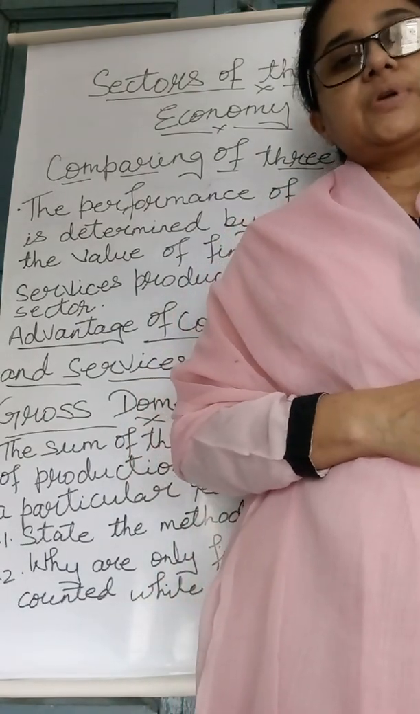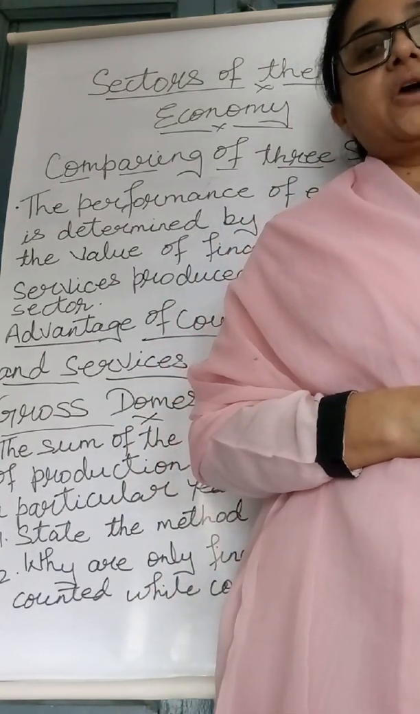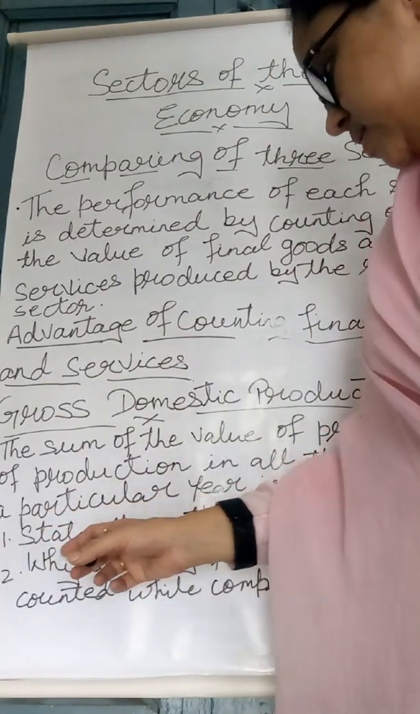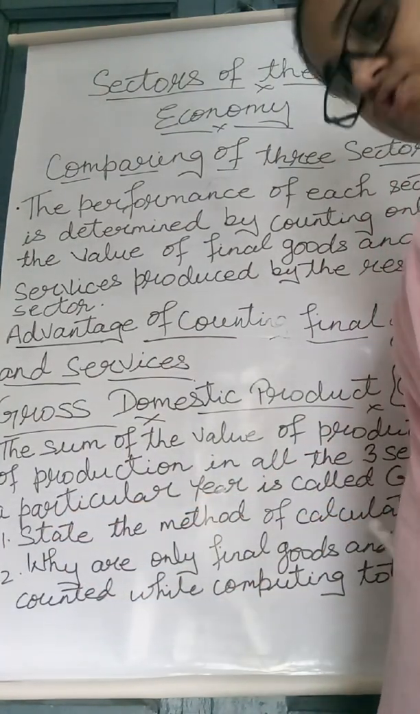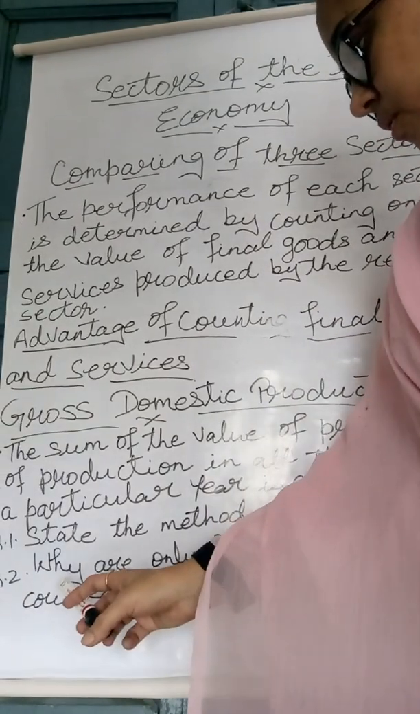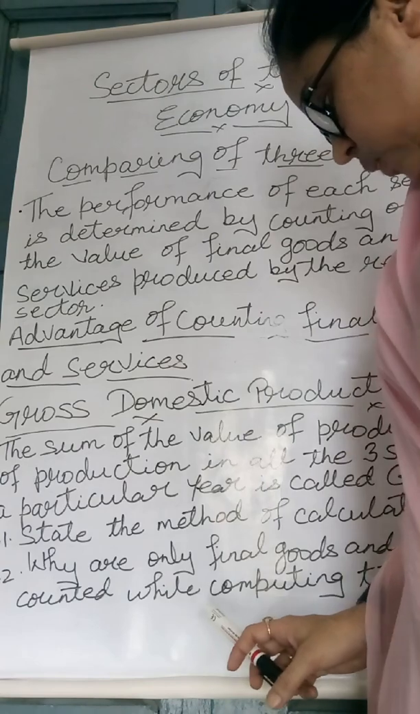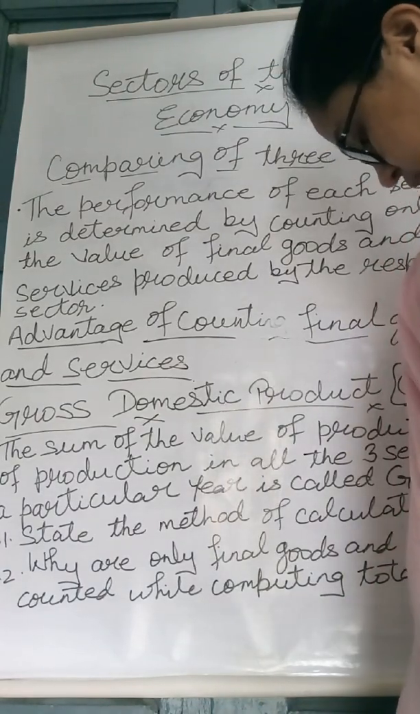Now, you have to write questions and answers in your fair copy. State the method of calculating GDP. Why are only final goods and services counted while computing total production?